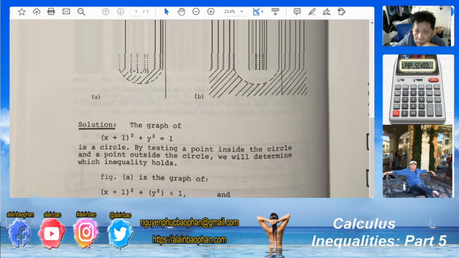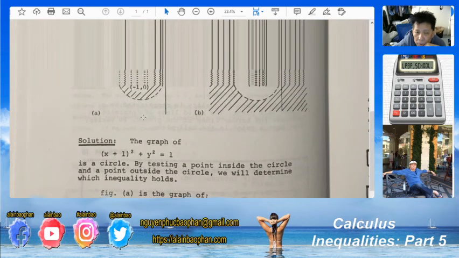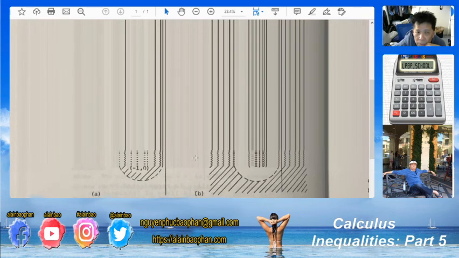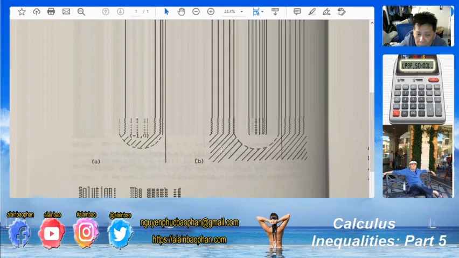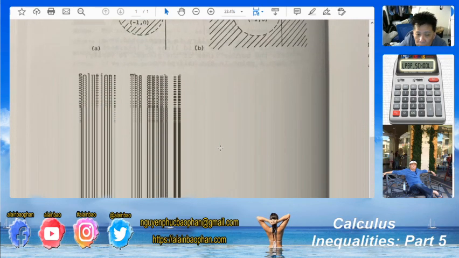Okay, and the last one we just go over in video 5. It's two variables, but it's not a straight line. It's a circle, a hyperbola, or an ellipse. So you need to graph that circle and then pick a point inside or outside the circle to test to see which one qualifies, which one is less than and which one is greater than. Then you have the solution.